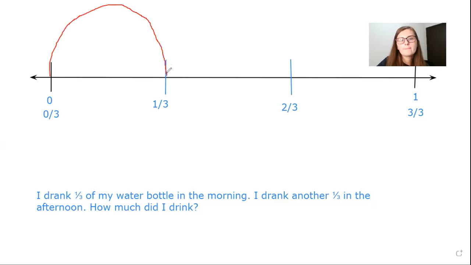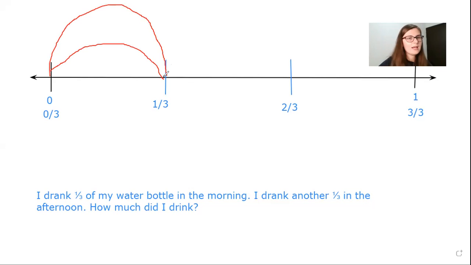That's what I drank in the morning. Then I drank another 1/3 in the afternoon. Now, am I going to go from 0 to 1/3 again? Think about it. Would that make sense? If I have my entire water bottle and I drink 1/3 of it and I want to drink more, I'm not going to fill it up and drink it from the beginning again, right? I'm going to start here at this 1/3 already drank, and I'll drink another third.